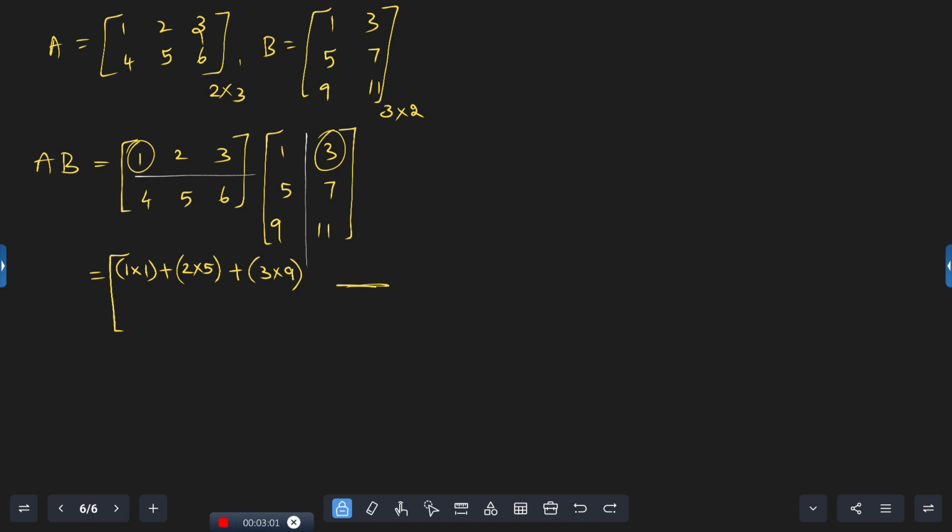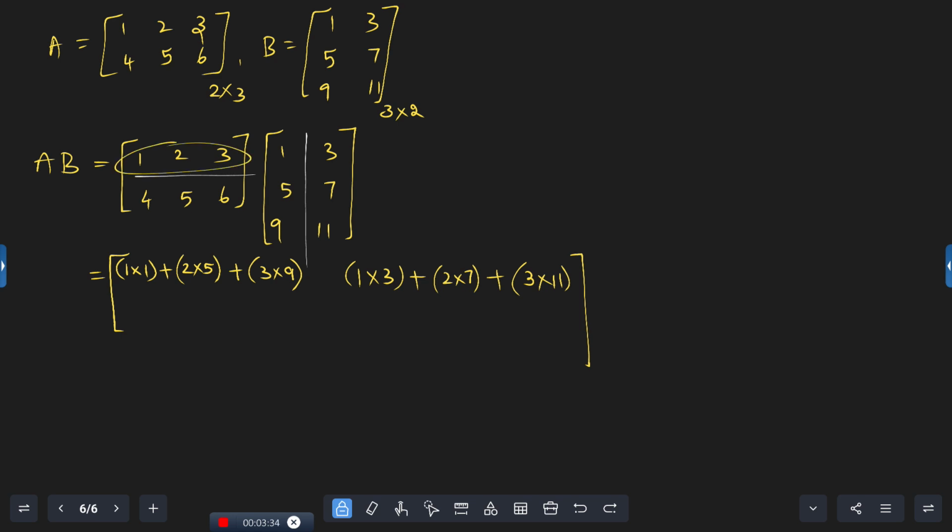When you go to the second column, you must be very careful. So leave a gap. First element: 1 into 3 is 3. Next plus. Second element of the first row, second element of the second column: 2 into 7. Plus, like that the third element: 3 into 11. So the elements are over. Stop here. Very important thing.